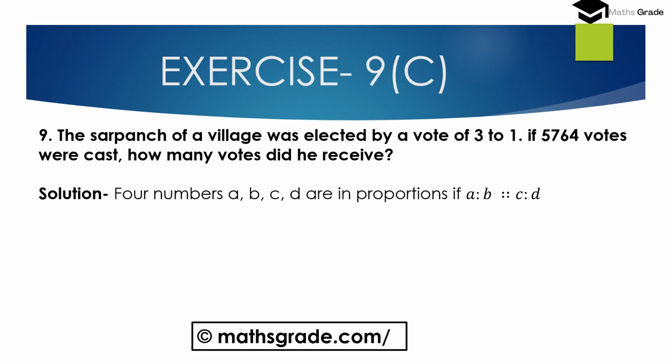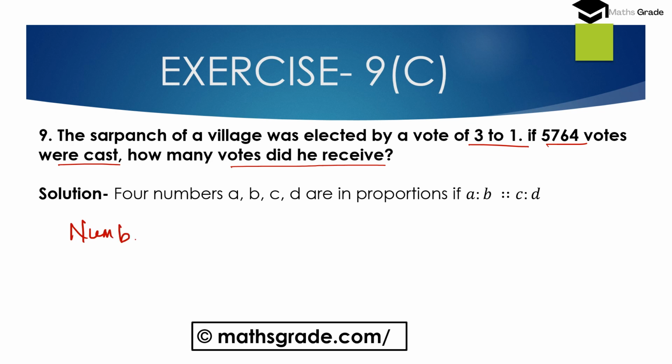Now we will solve question number 9. The Sarpanch of a village was elected by a vote of 3 to 1. If 5764 votes were cast, how many votes did he receive? So 3 votes out of 4 people, 3 votes for the Sarpanch. So how many votes did he receive?